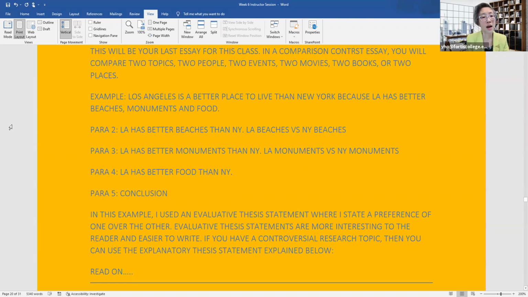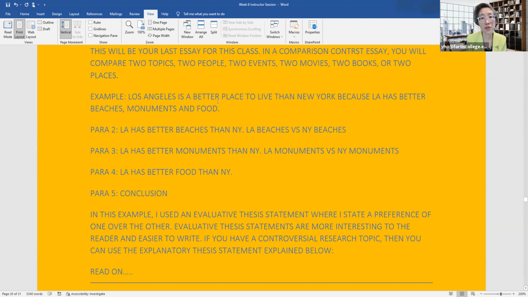And so here you have LA has better beaches, and that goes with the thesis statement here. LA has better monuments. It has a thesis statement over here. LA has better food, and it has a thesis statement here. So this is known as the alternate method. And you're going to express the evaluative.